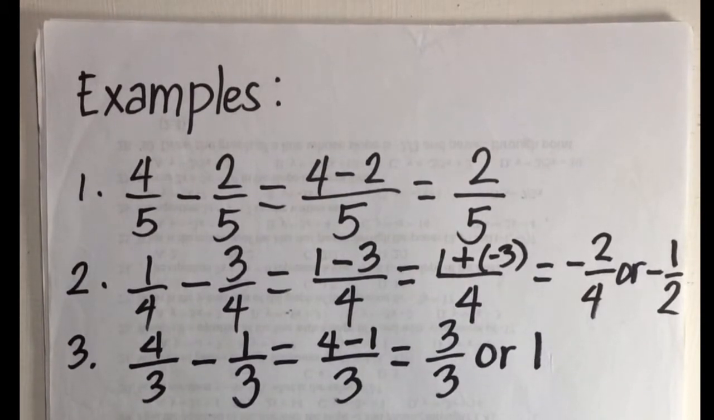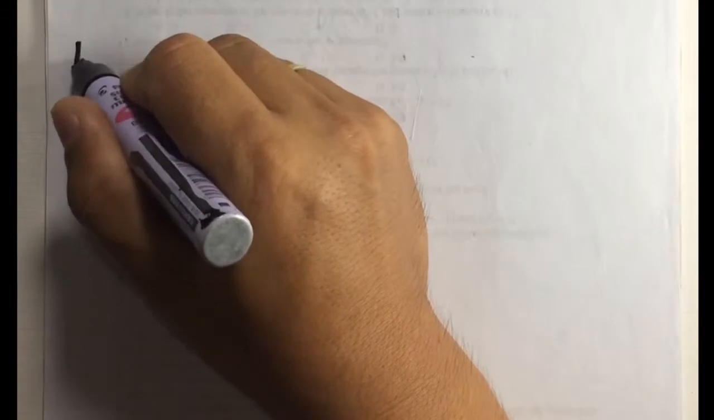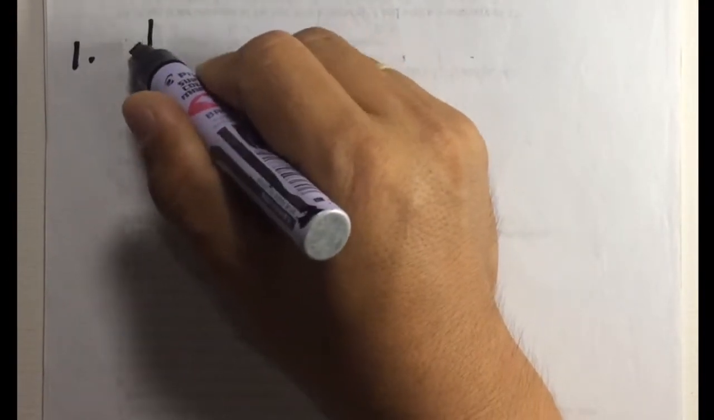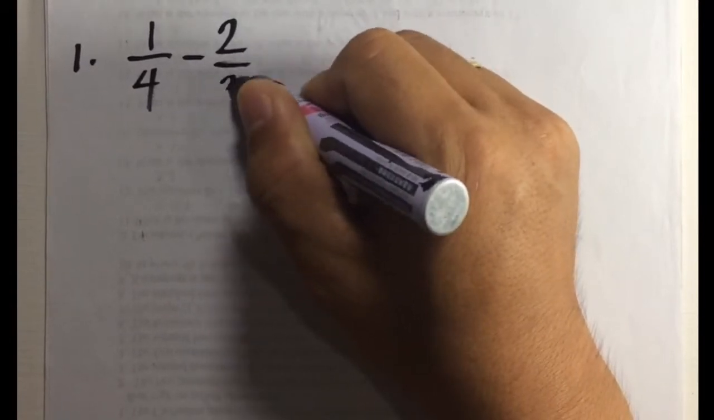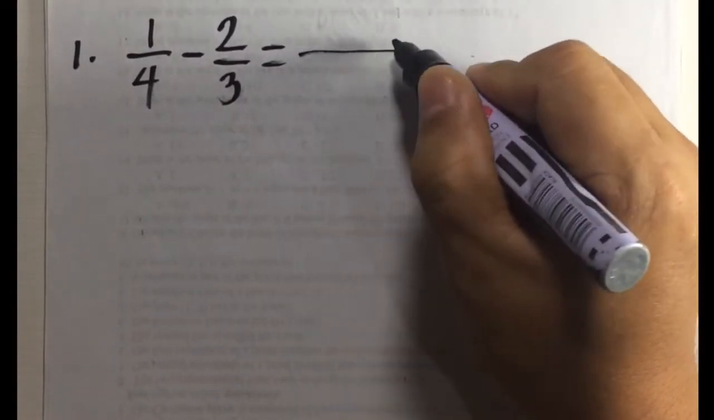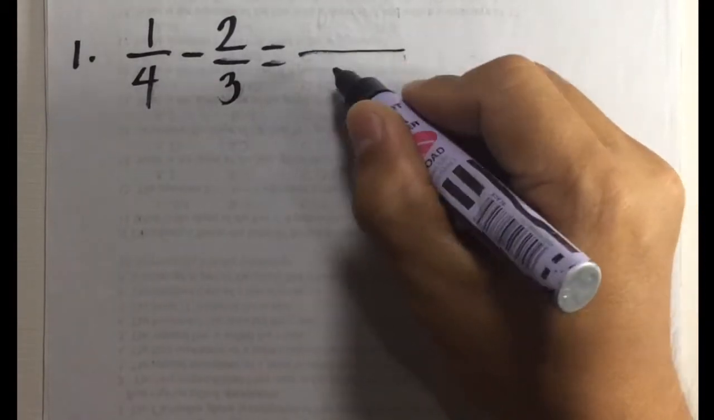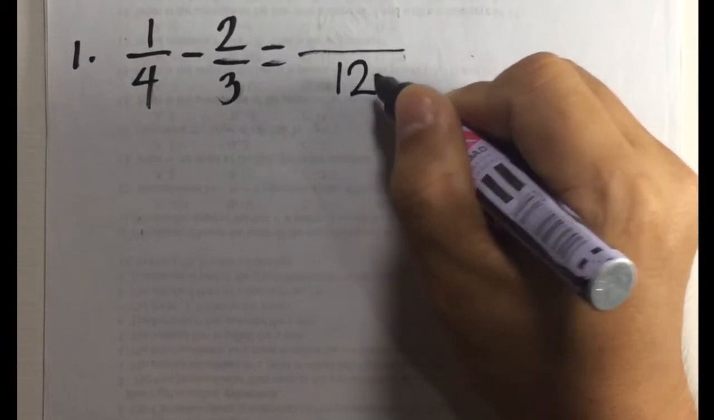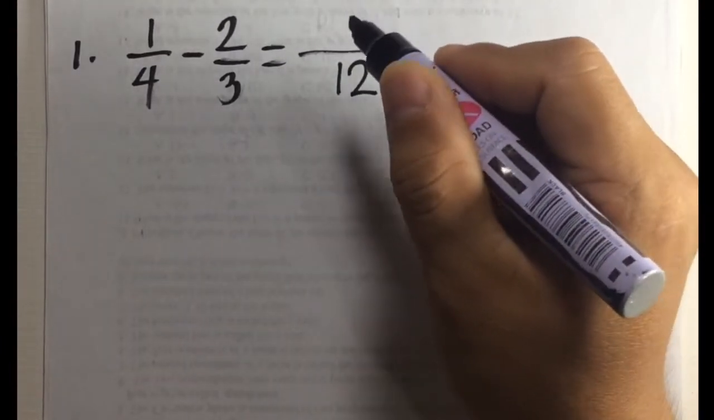Now let's have subtraction of dissimilar fractions. Let's have 1/4 minus 2/3. And here you're going to find the LCD. So the LCD of 4 and 3 will be 12. Then divide the LCD to the denominators and multiply to the numerators.